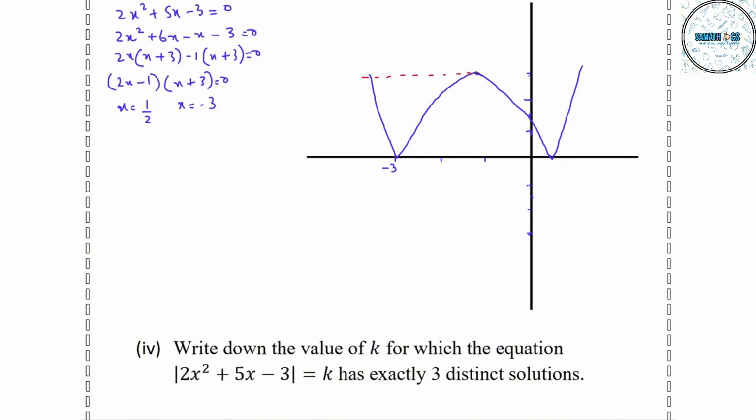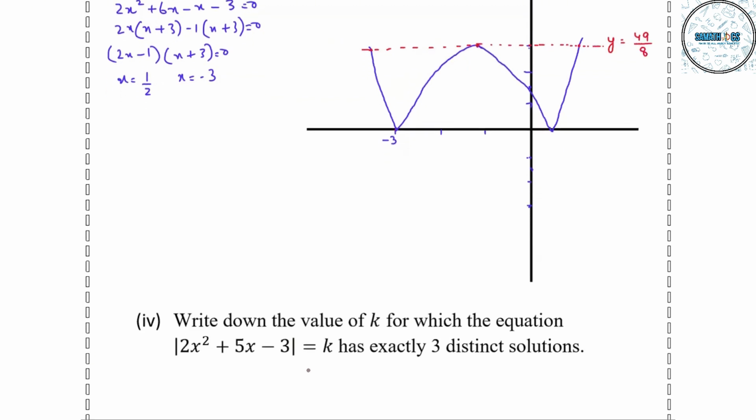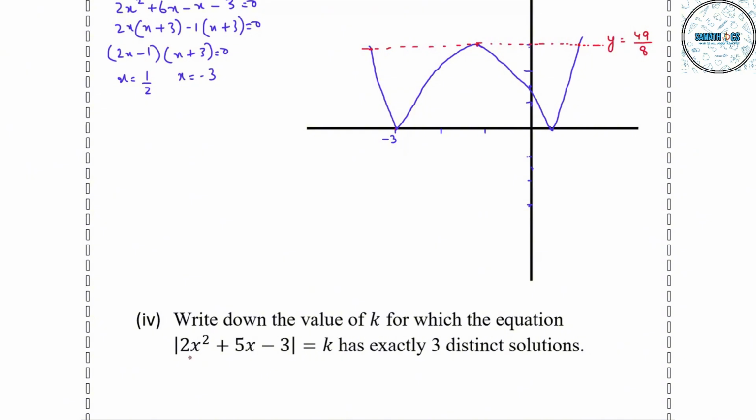this point, the turning point, then we will get exactly 3 solutions, one here, another one over here. So the value of y at this point is 49 upon 8. So the value of k for which this has exactly 3 distinct solutions is 49 upon 8.